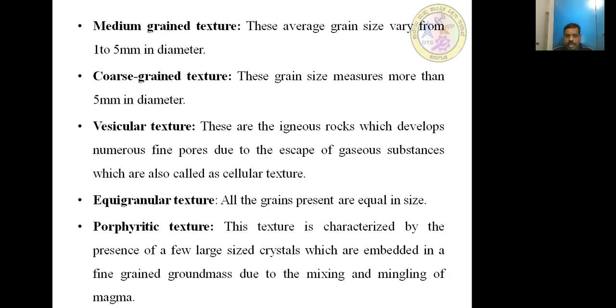Next one is porphyritic texture. This texture is characterized by the presence of a few large-sized crystals embedded in the fine-grained groundmass due to the mixing and mingling of the magma. So that means larger grains are called phenocrysts. These phenocrysts are embedded into the groundmass. That is called porphyritic texture.